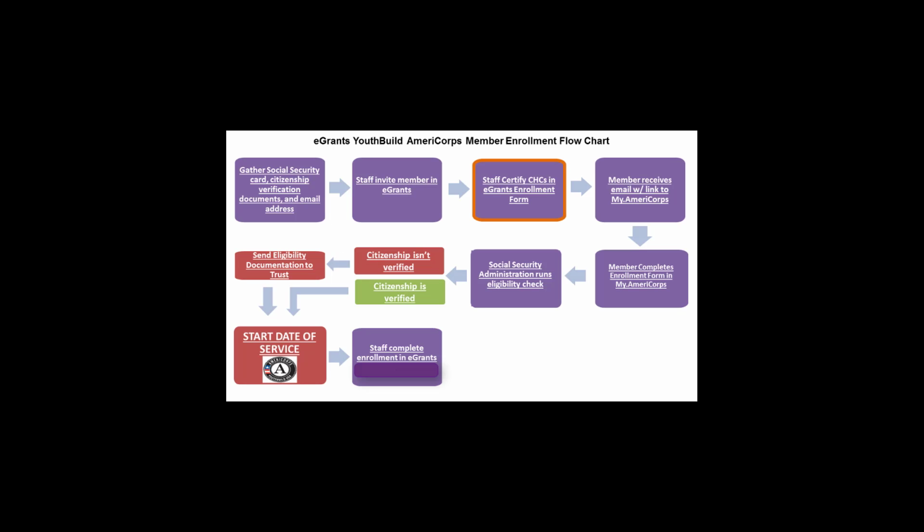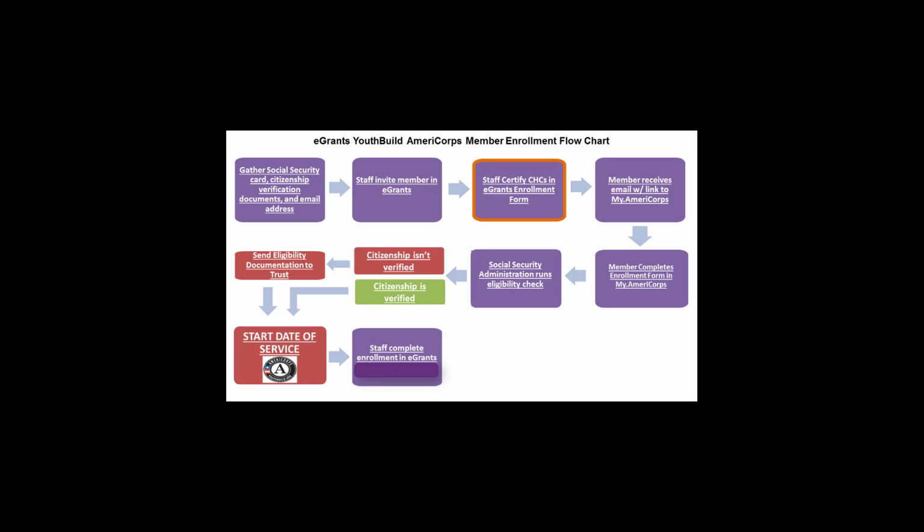This new member enrollment flowchart is intended to be used with the main member paperwork flowchart and can be accessed on the MyYB website. The process is mostly the same that you're used to. You begin by gathering the information you need to invite a member, like their Social Security number and email address. YouthBuild USA recommends certifying criminal history checks the same day that you invite a member, assuming that the NSOPW has been completed and that the FBI and state check has been initiated.